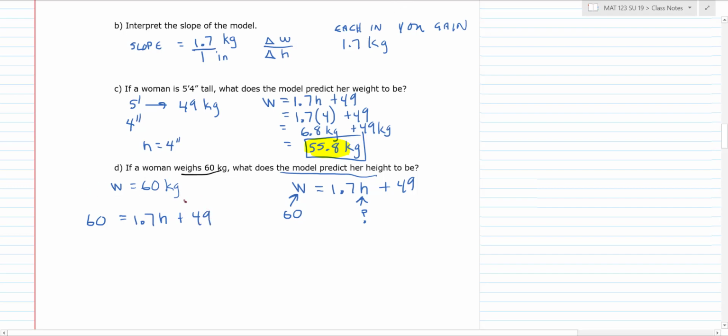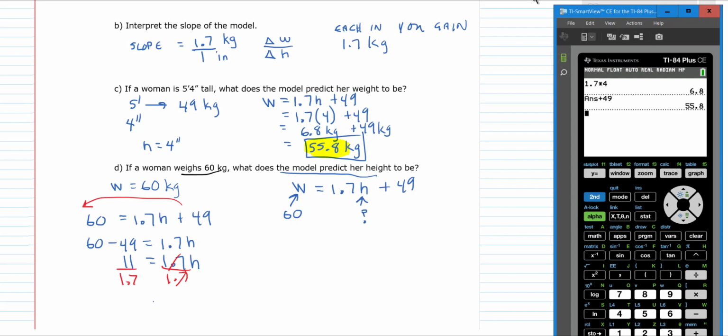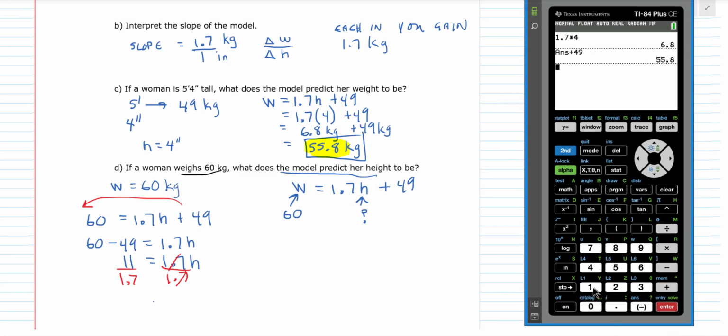We can move the 49 to the other side or subtract from both sides. And if you did that, you would have 60 minus 49 equals 1.7h. 60 minus 49 is 11. Okay, then what we do is divide by 1.7. And then we get our calculator out and get what that height is, and just round it off if we need to. So that would be 11 divided by 1.7.